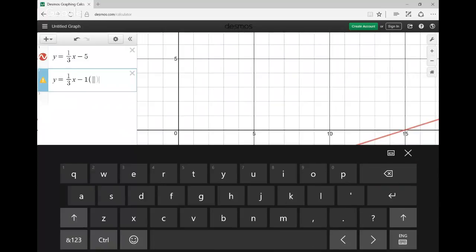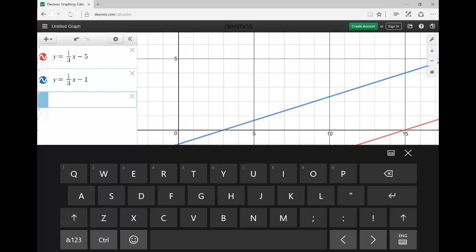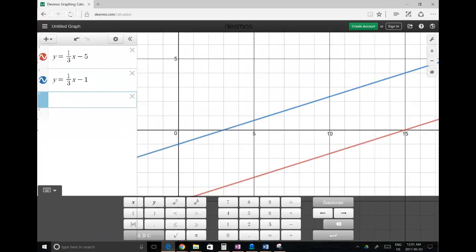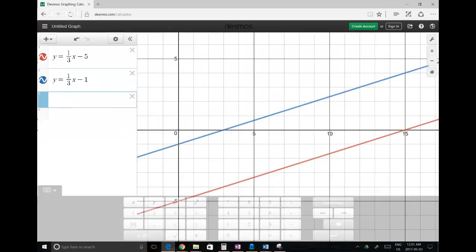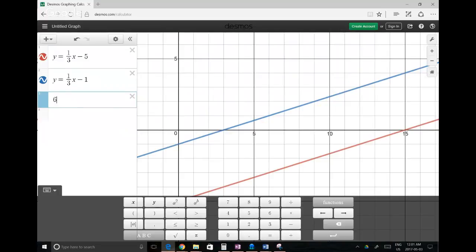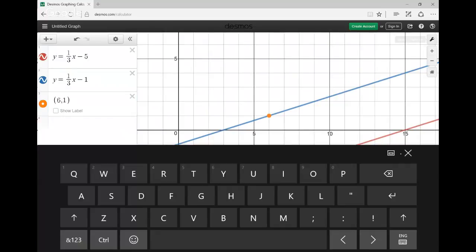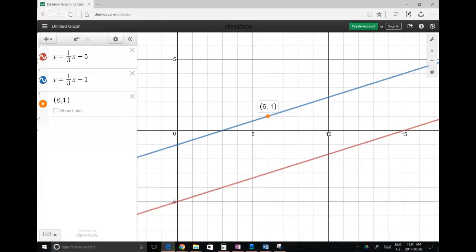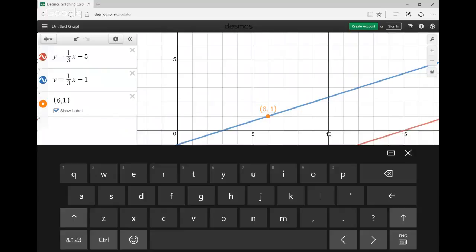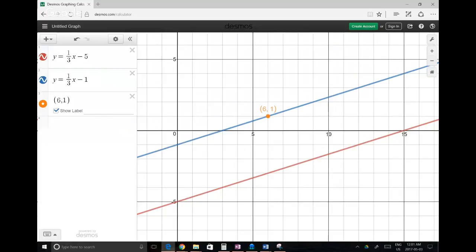Oh gosh, golly me. I done screwed up. Okay. Sorry about that. So if we do 6, 1, I have to put that in brackets. And there we go. And that point is right on our line. So that means we made a line that's parallel to the original line. That blue line is parallel to the red line. And it does indeed pass through the point 6, 1. So we've done our job. We've done well.